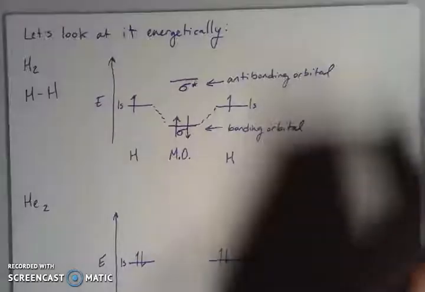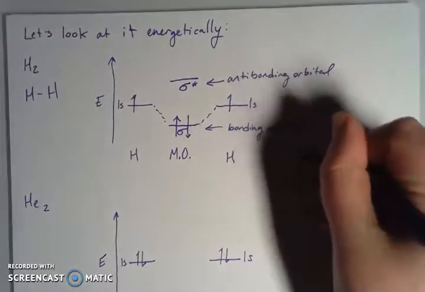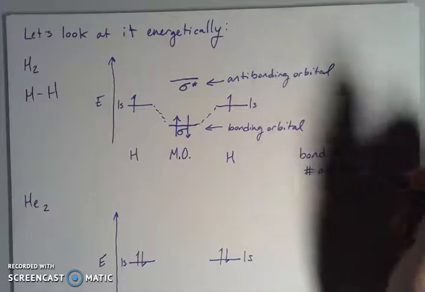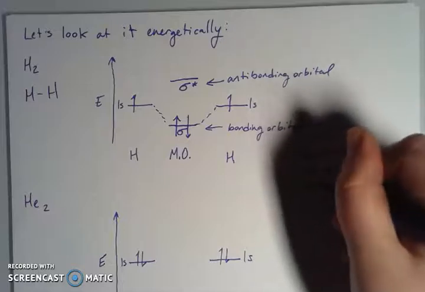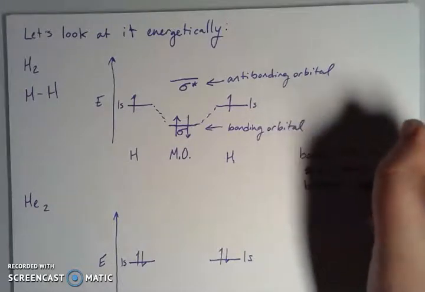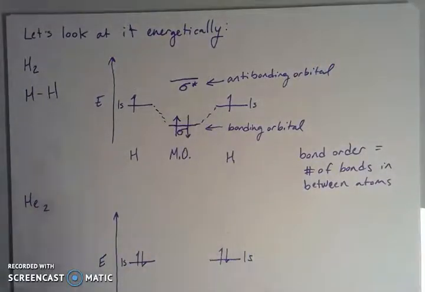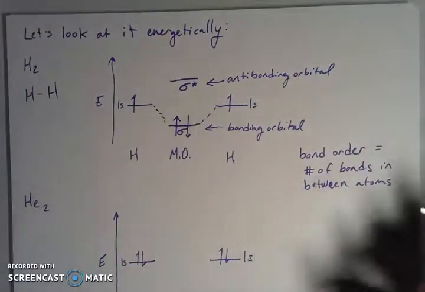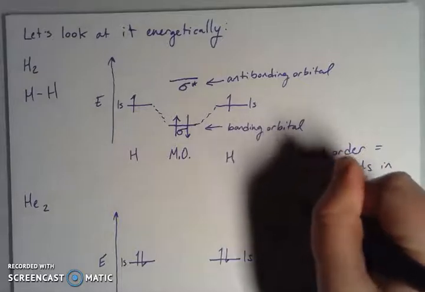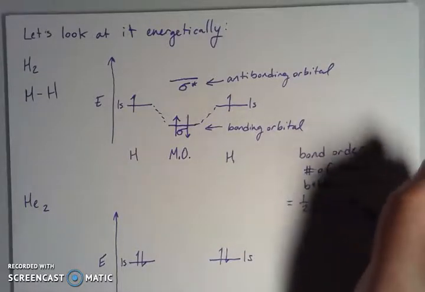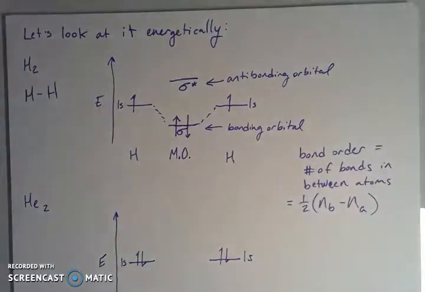And we can calculate this with what is called the bond order. So the bond order is equal to the number of bonds in between those atoms. So in our diagram here, how many bonds are going to be in between these two hydrogens? And the way that we calculate that is 1/2 the number of electrons in bonding orbitals minus the number of electrons in antibonding orbitals.